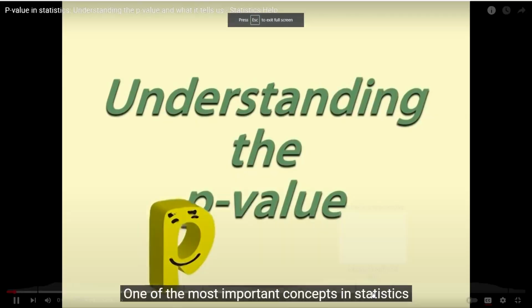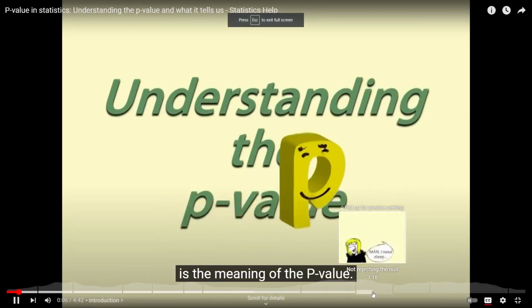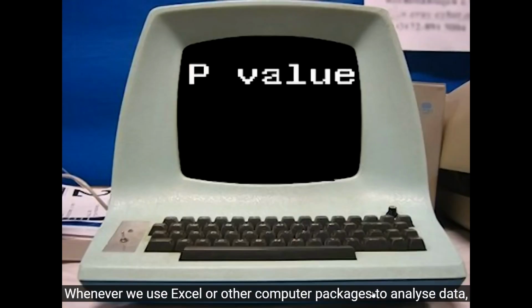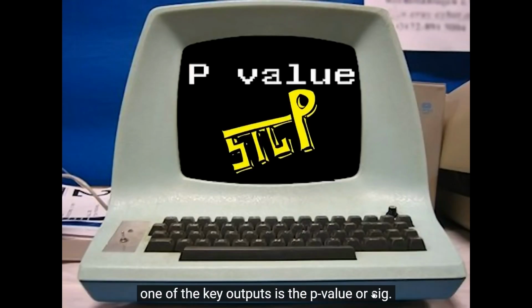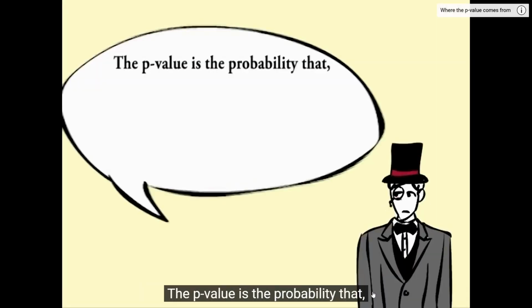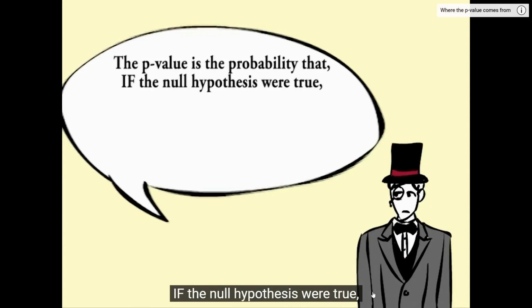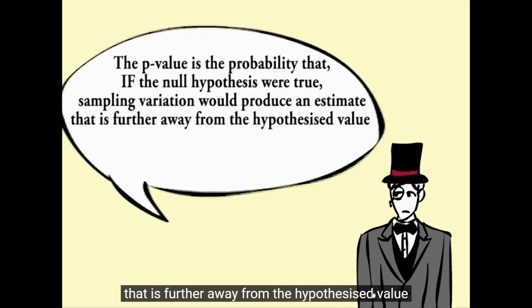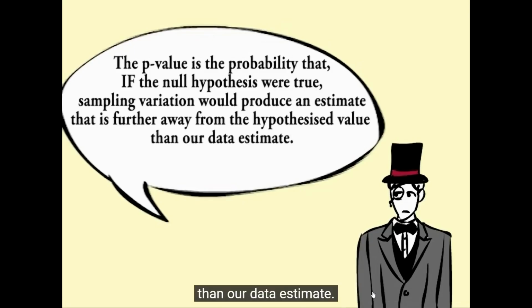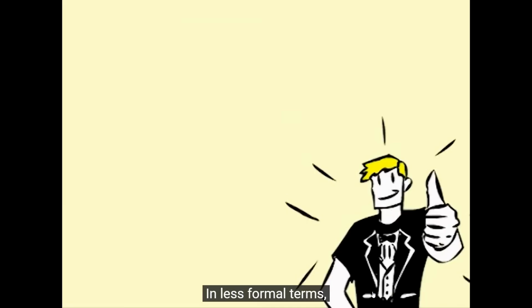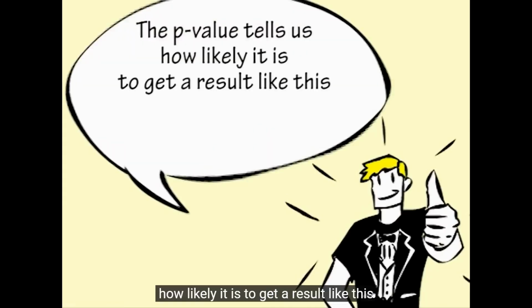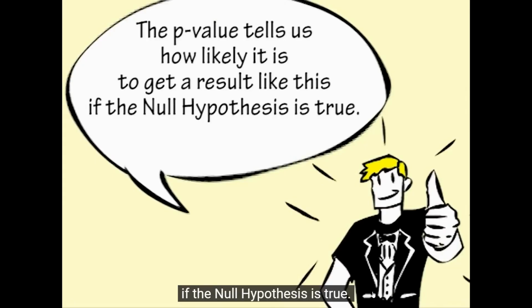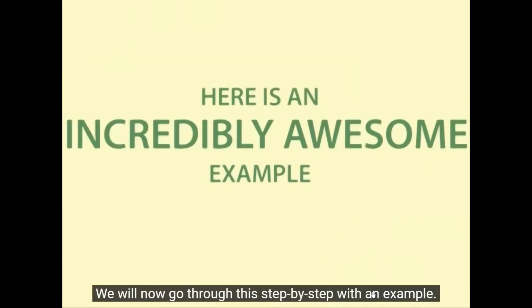One of the most important concepts in statistics is the meaning of the p-value. Whenever we use Excel or other computer packages to analyze data, one of the key outputs is the p-value, or sig. In formal terms, the p-value is the probability that, if the null hypothesis were true, sampling variation would produce an estimate that is further away from the hypothesized value than our data estimate. In less formal terms, the p-value tells us how likely it is to get a result like this if the null hypothesis is true. We will now go through this step by step with an example.